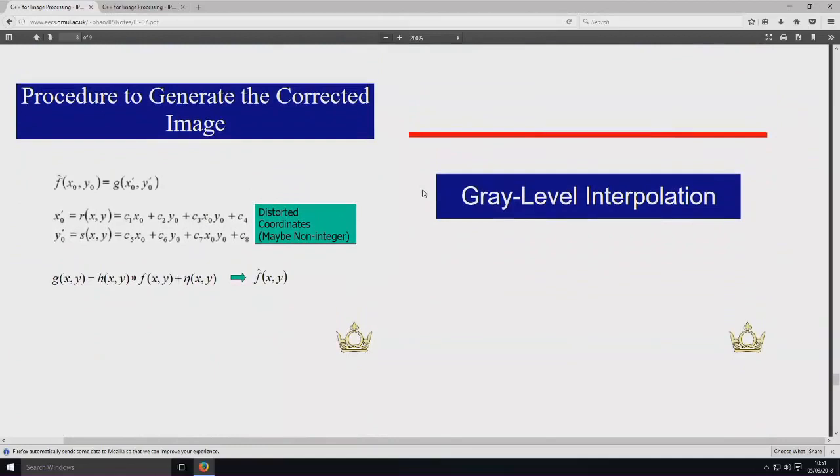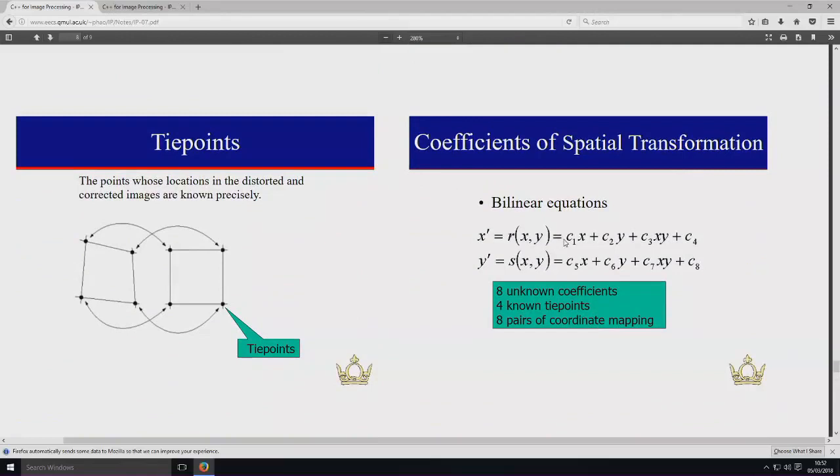Okay, when we have got the unknowns, here you can see this x0, y0 is mapped to x0 prime, y0 prime. This is just one pair of the coordinates. If we can find all the eight unknowns, then we can use that for all the mapping. For every x, y, we can find x prime, y prime, and map to the new positions of all the points inside.